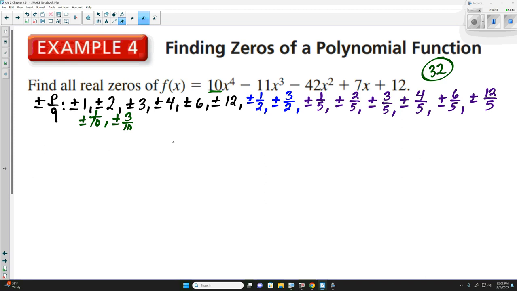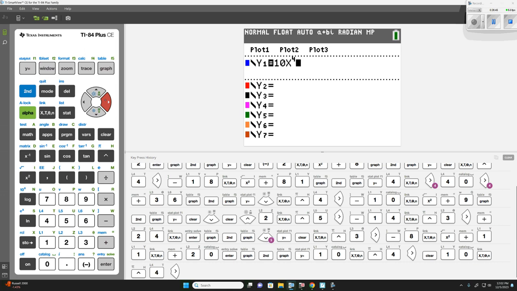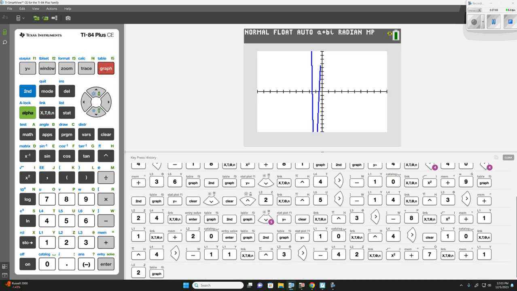Now, instead of going through the arduous process of trying these one after another, why don't we graph it first? 10x to the 4th, minus 11x to the 3rd, minus 42x squared plus 7x plus 12. So we do see that it crosses the x-axis in 4 places, yes?